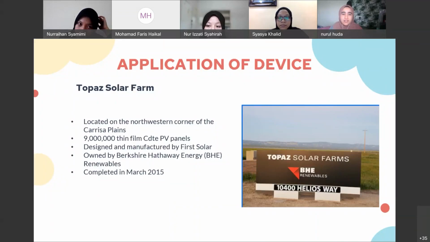Do you know that cadmium telluride is also used for farming? One of the big solar farm projects that uses cadmium telluride solar cells is Topaz Solar Farm. It is located on the northwestern corner of the Carrizo Plain. It used 9 million thin film cadmium telluride PV panels. It was designed and manufactured by First Solar, is owned by Berkshire Hathaway Energy (BHE) Renewables, and was completed in March 2015.